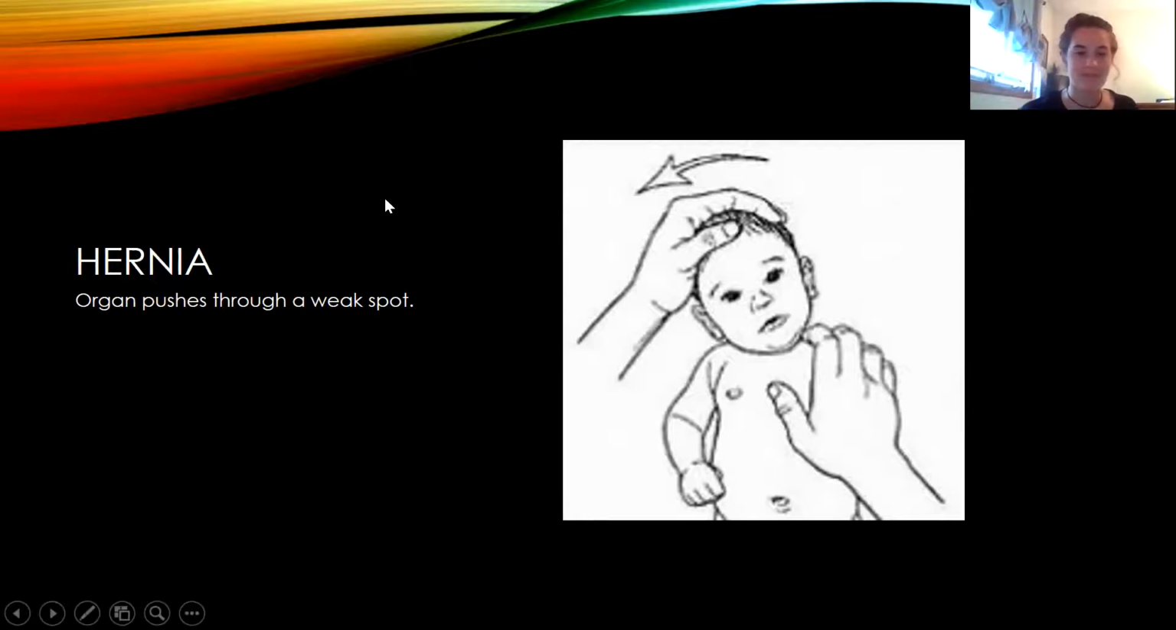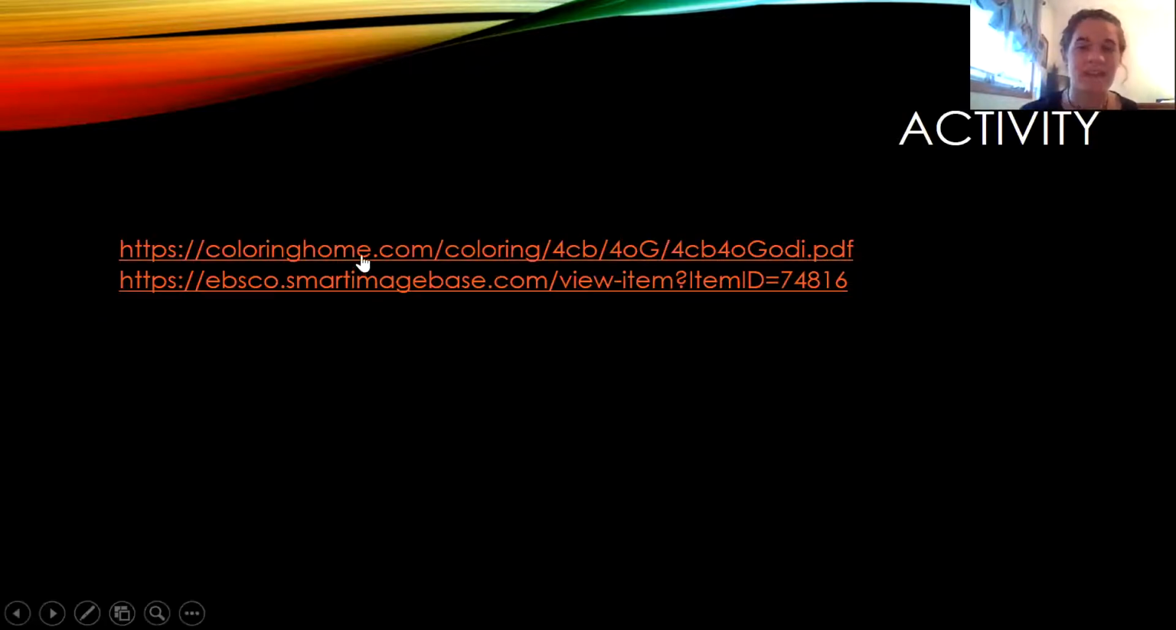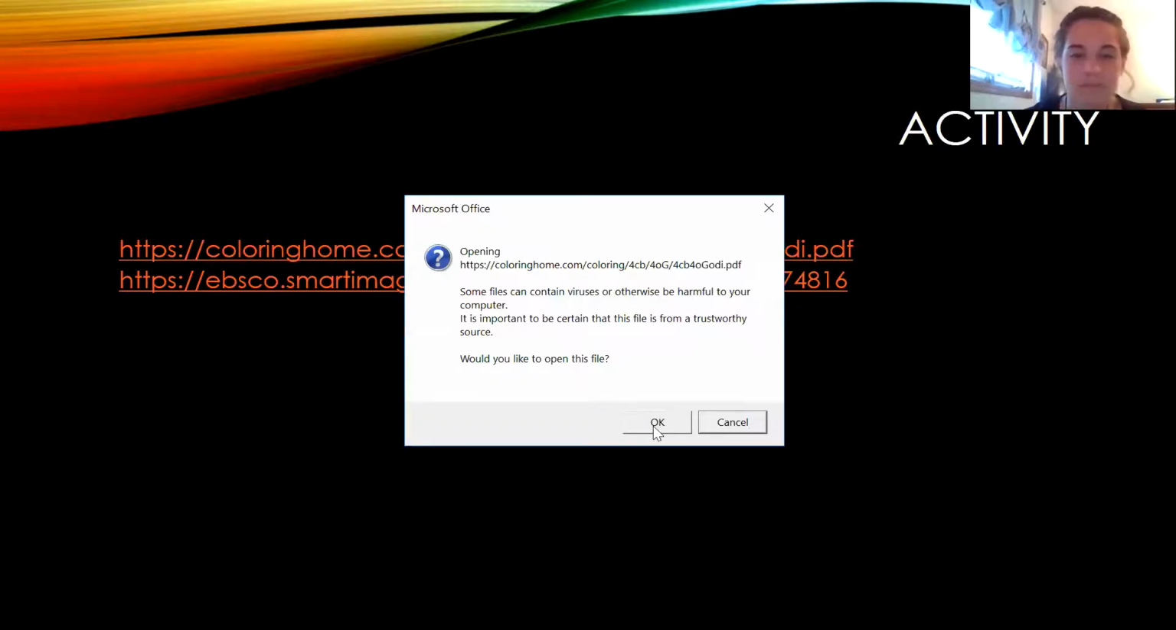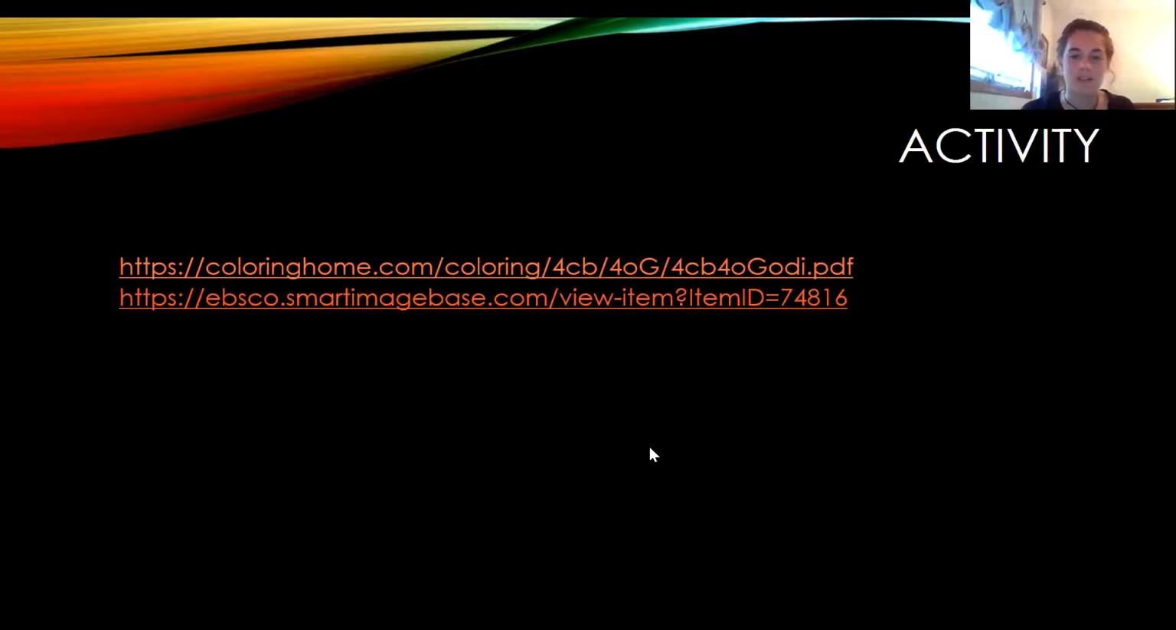And for the activity, I just found some more coloring pages, just some more coloring pages about the trunk and spine. So here's mostly the abdomen area.